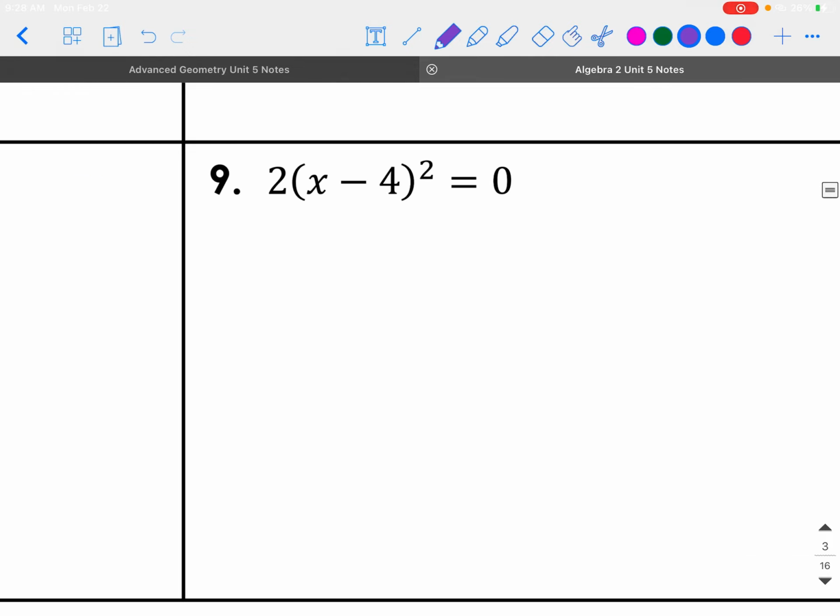And number 9, the vertex is 4. There's nothing being added or subtracted over here, so it's 4, 0. The axis of symmetry is x equals 4.